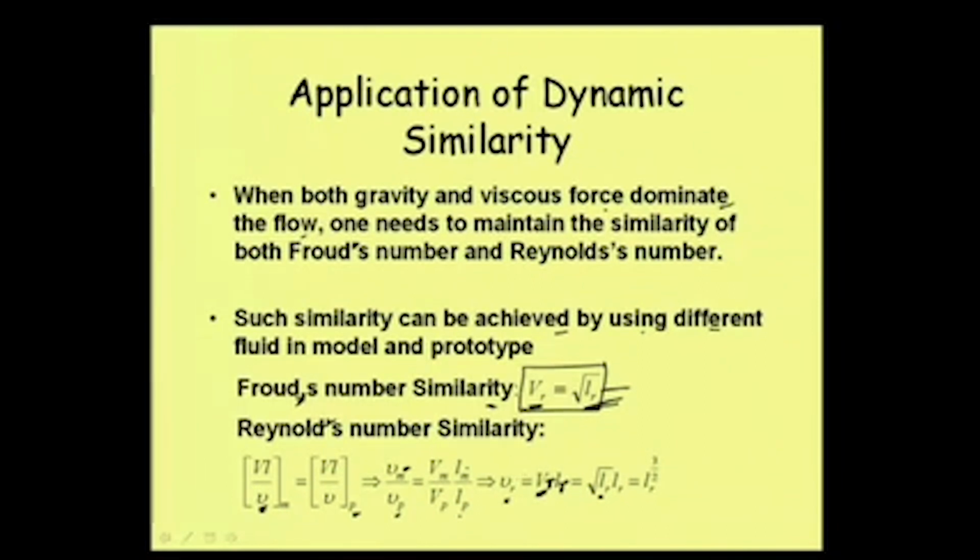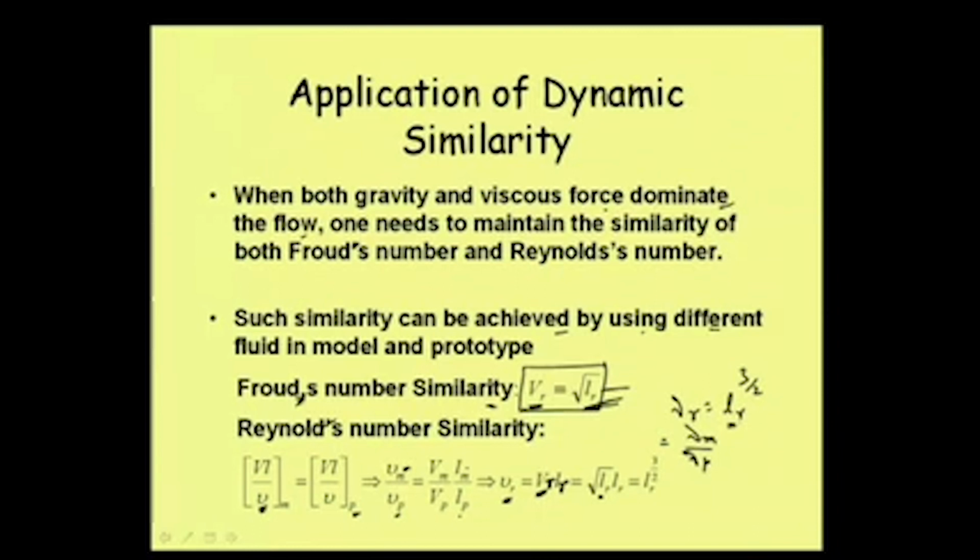Now from this particular expression, nu r is equal to L r to the power 3 by 2, what does it mean? Nu is the property of the fluid, so nu r is nothing but nu of the model and nu of the prototype. That means the fluid of the model and the fluid of the prototype must not be the same; they will have to have some ratio, and that ratio is what?